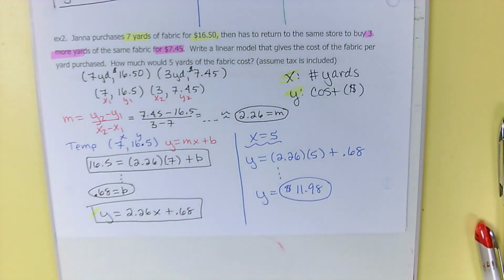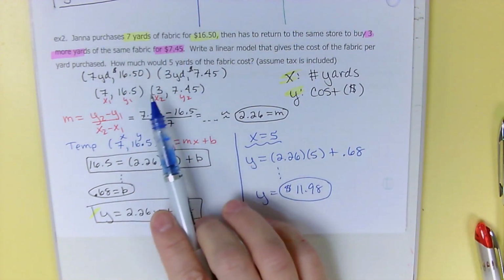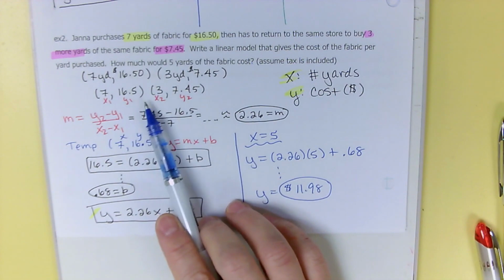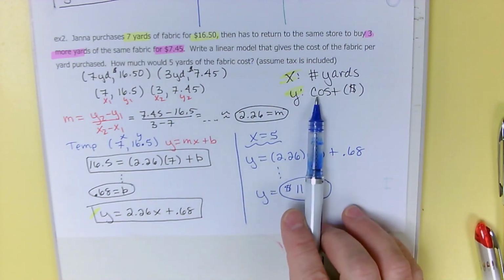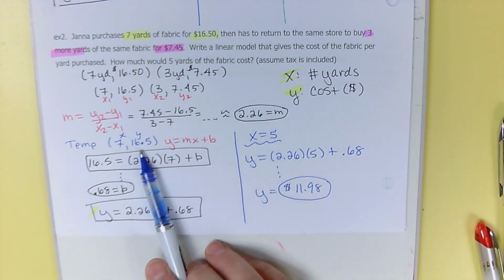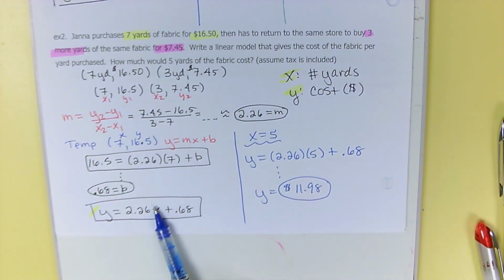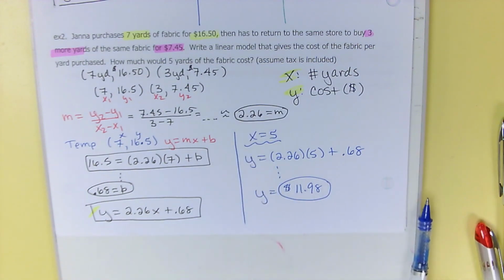So again, the process for a type 2, find 2 pairs of information, make them into points. They tell you what is x and what is y. 9 times out of 10, your total cost is y. Like it's almost always y if it's a total cost. Find the slope, pick a temporary point, write your equation. Use your equation to answer a question. And that's it. Are there any questions?